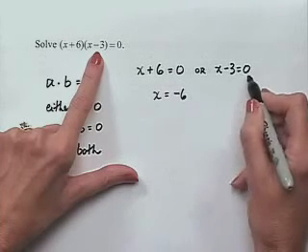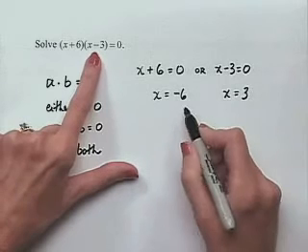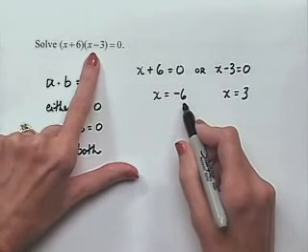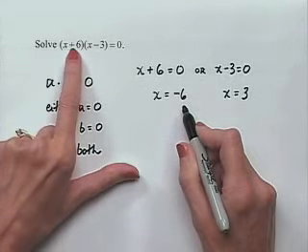We can add 3 to both sides of the second equation to come up with x equals 3. Now let's just make sure we understand what this is telling us. It says if we take negative 6 and substitute it back into the equation, we're going to have negative 6 plus 6, which would be 0.